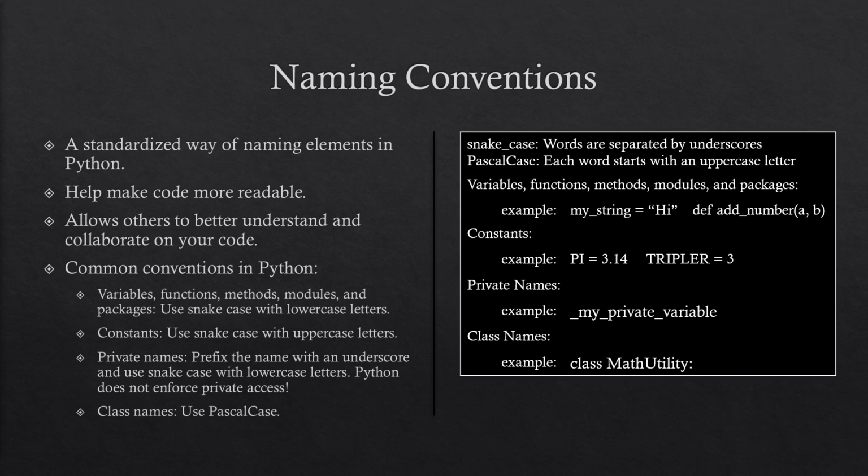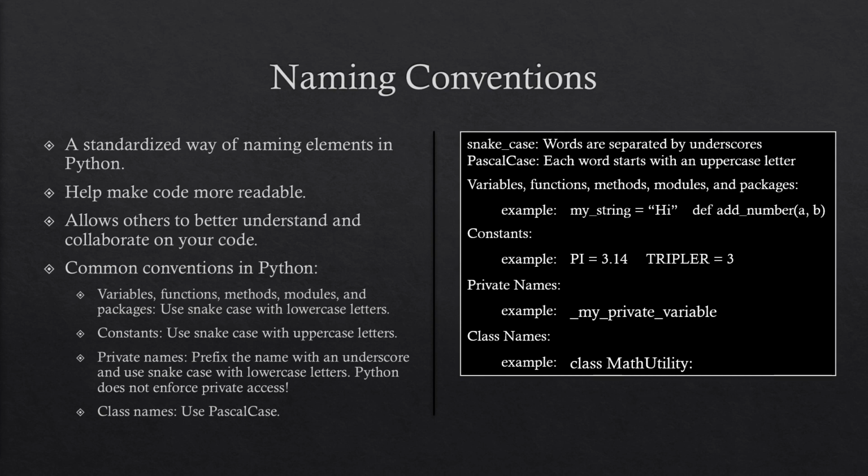Some common naming conventions in Python are that variables, functions, methods, modules, and packages use snake case with lowercase letters. Constants use snake case with uppercase letters. Private names are prefixed with an underscore and then use snake case with lowercase letters. And it is important to know that Python does not enforce private names or constants. And class names use Pascal case where the first letter of each word is an uppercase.